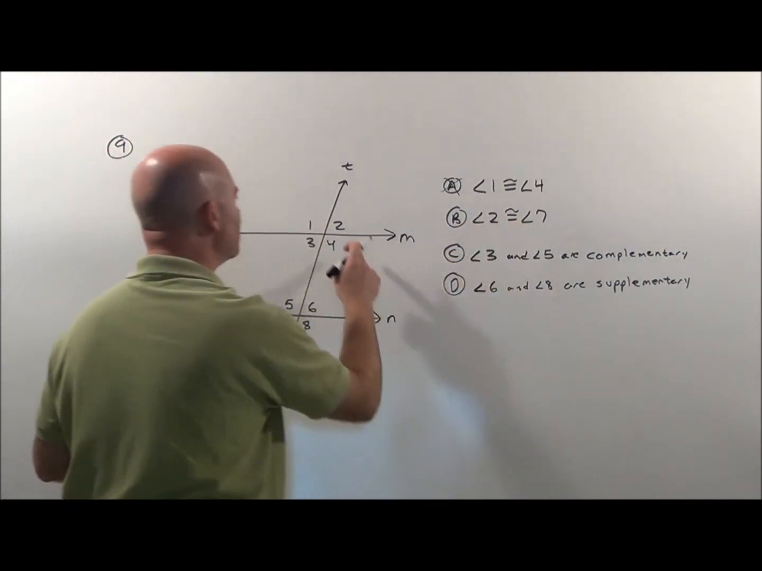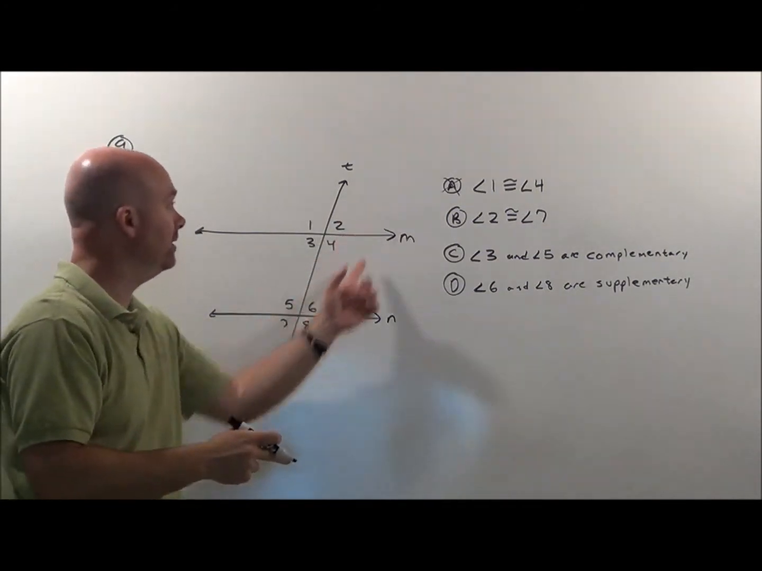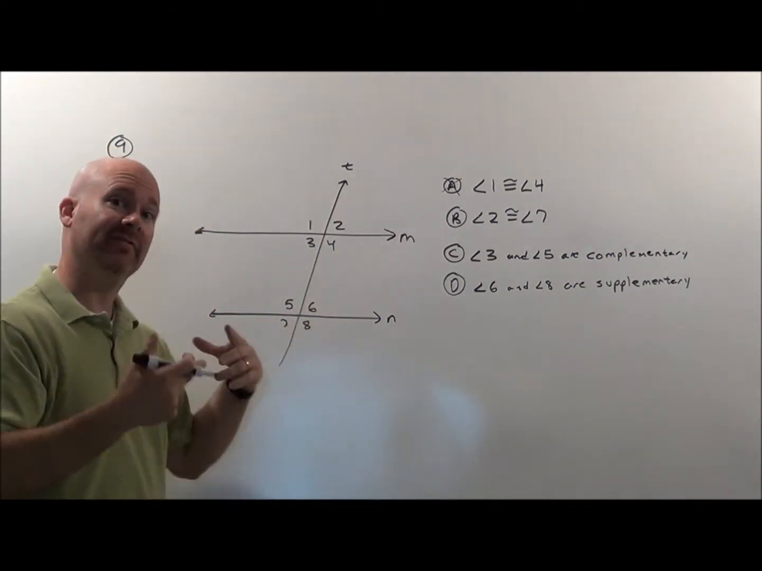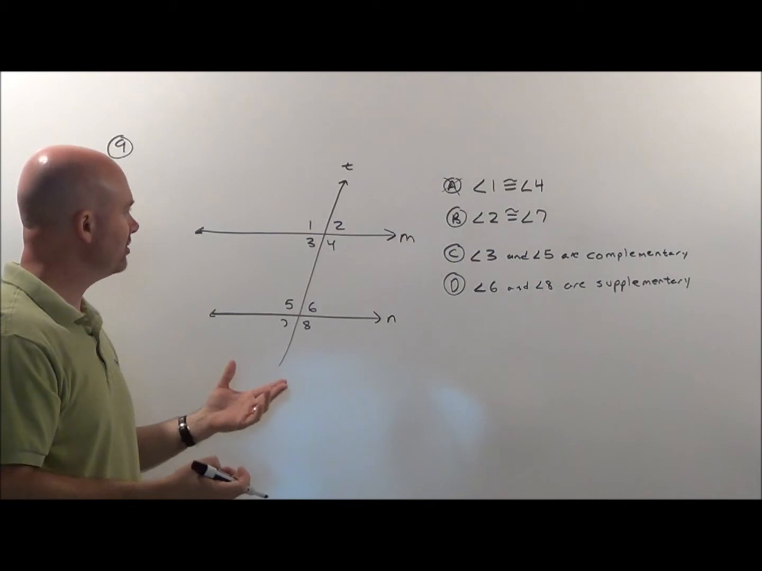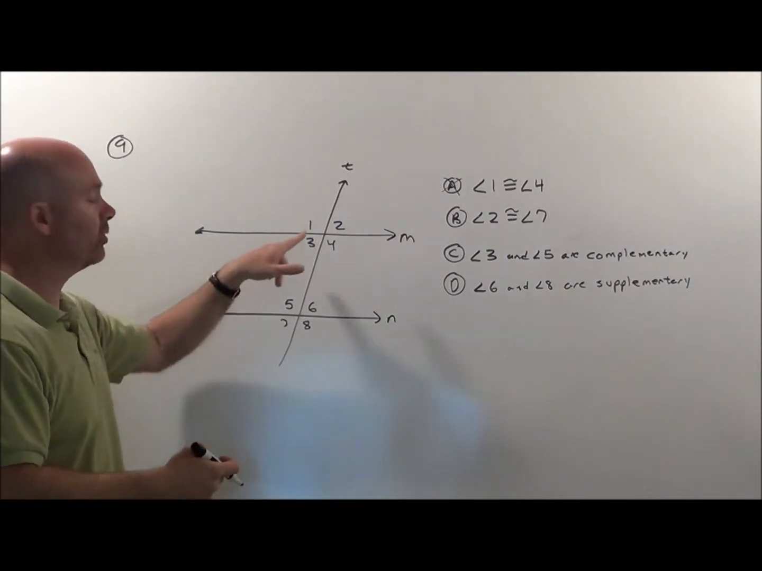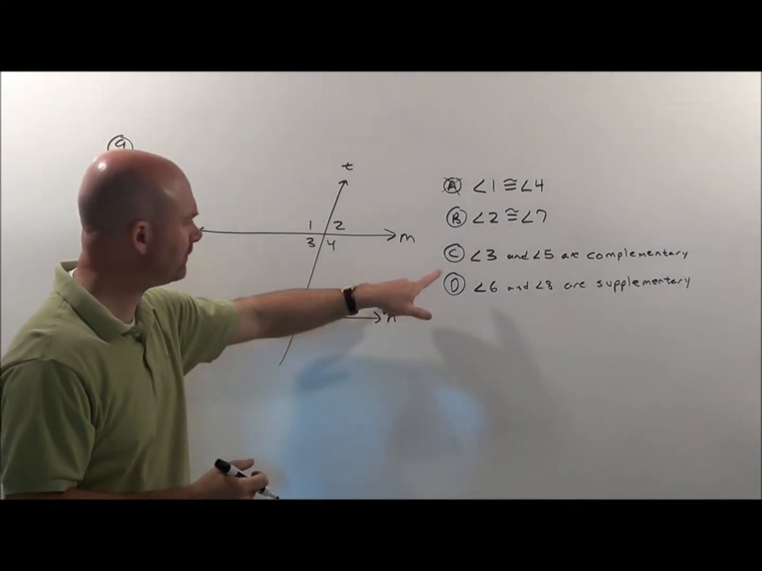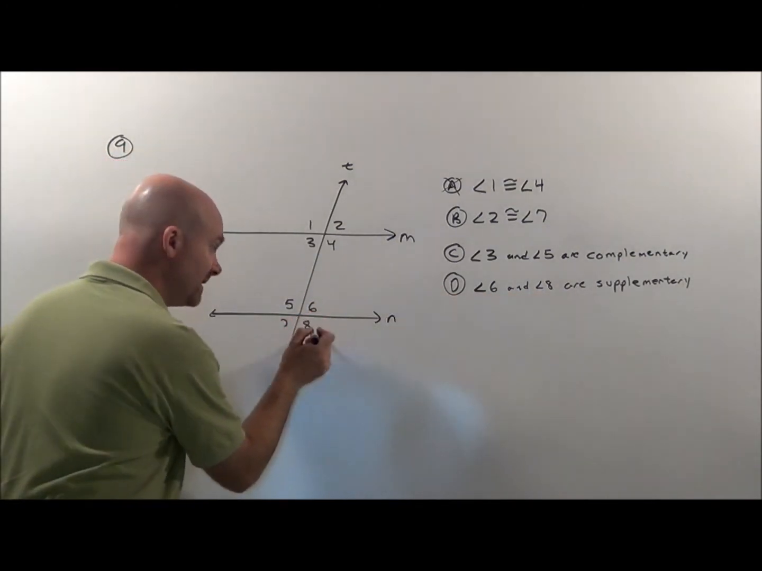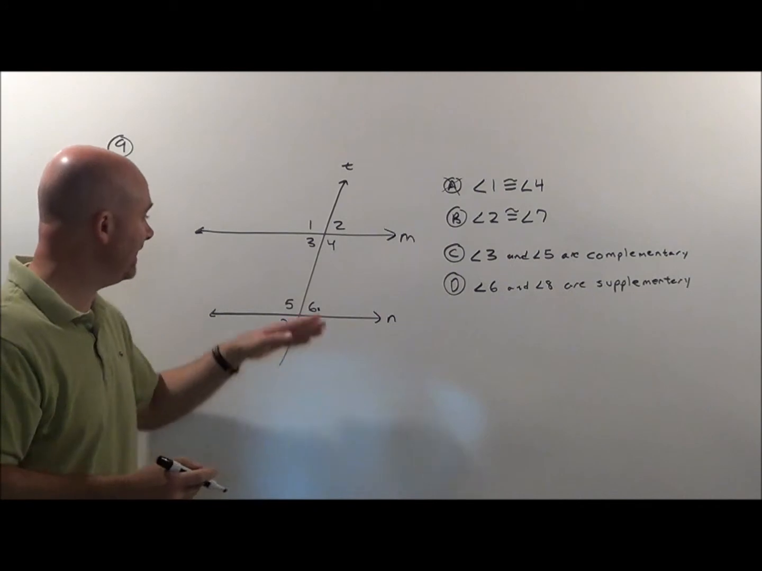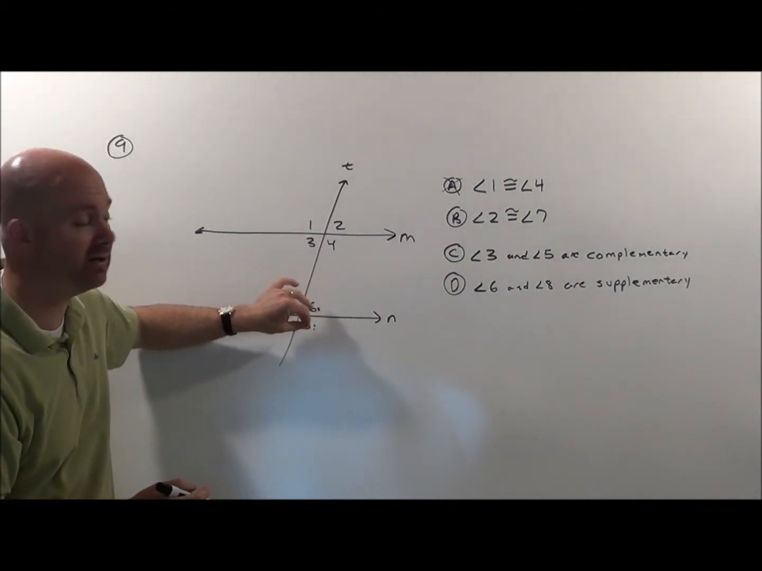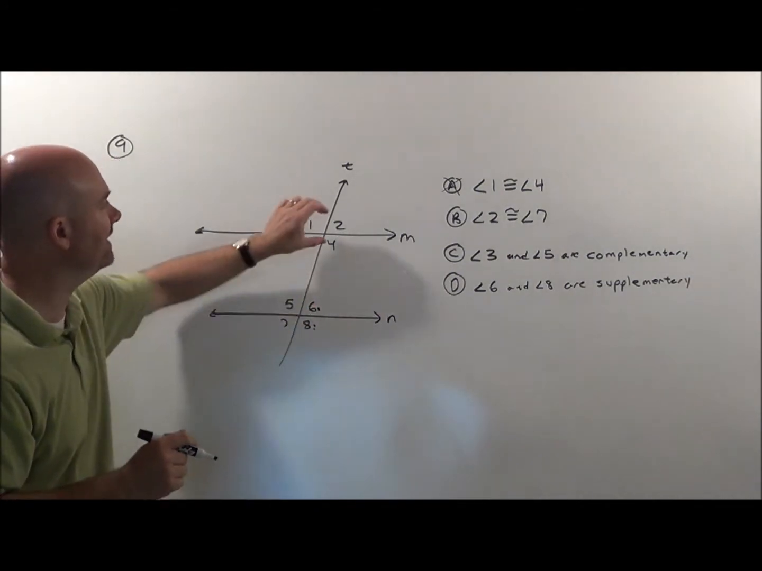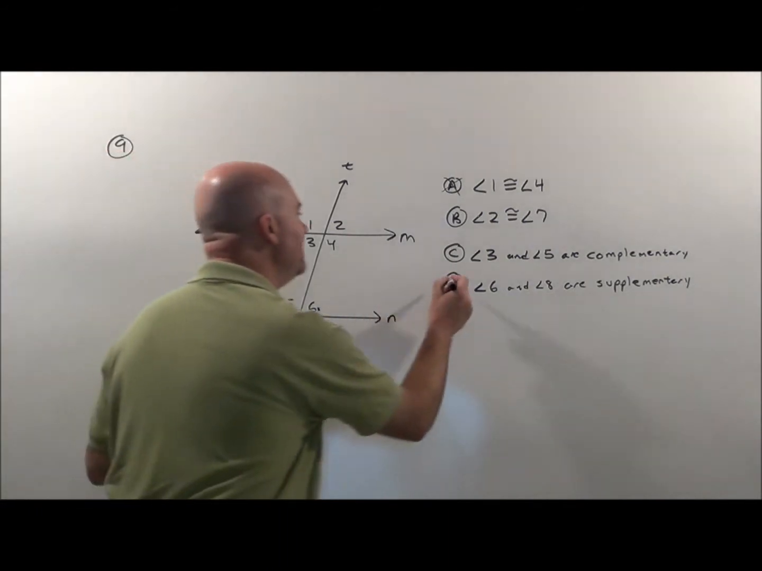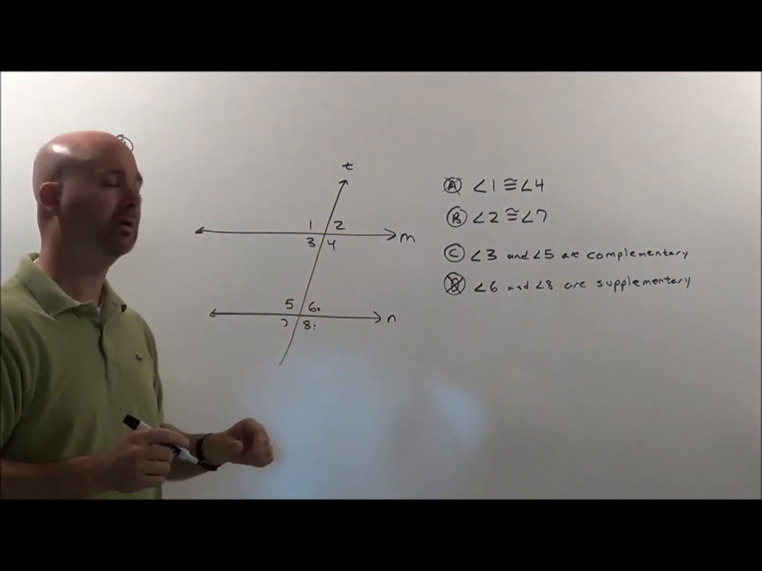2 is congruent to 7. Well, 2 and 7, they're on line M and line N. That could be a possibility. So that might be something that's good. We're going to come back and look at that in a second. I want to look at this one. Angle 6 and angle 8 are supplementary. But again, that's only dealing with this line here. So that's not going to prove that M and N are parallel. So we know that's not going to be an option either.